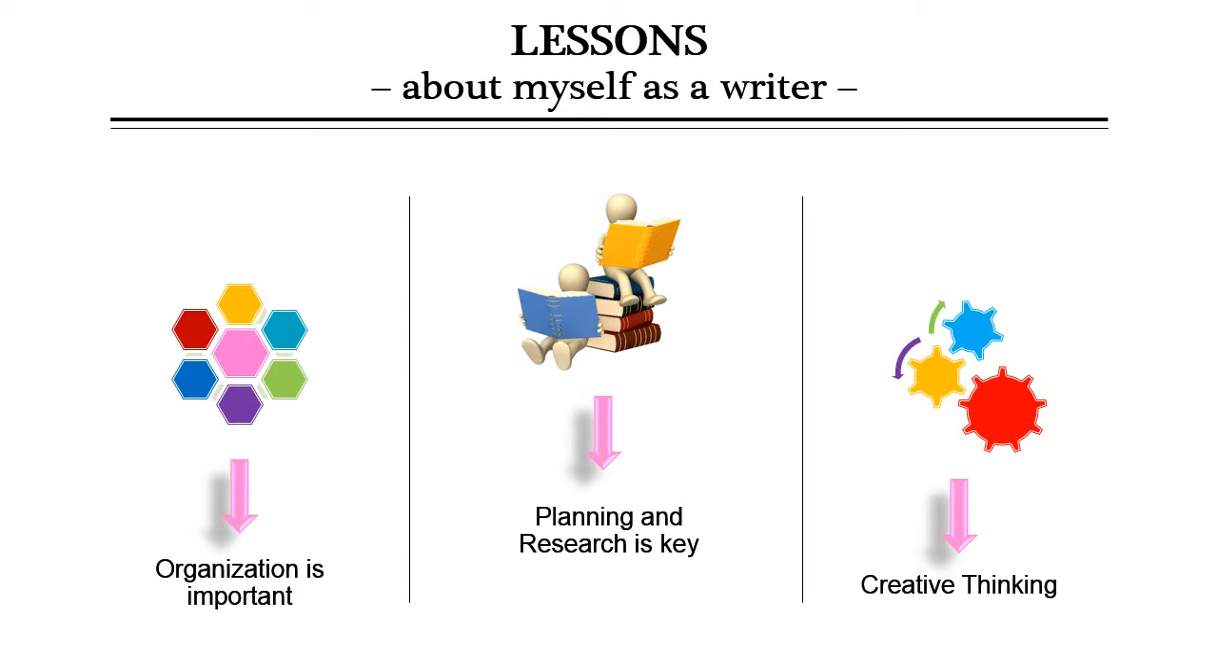Throughout the course, I have learned many lessons about myself as a writer. The three most important aspects of writing that I have learned are: organization is important, planning and research are key to successful writing, and it's okay to think creatively.